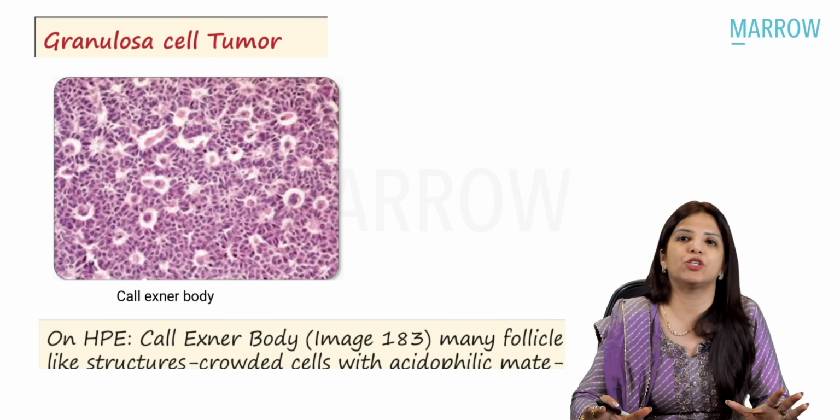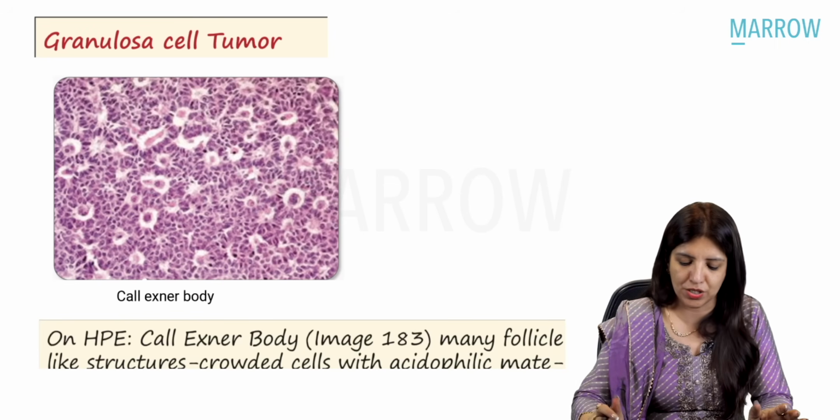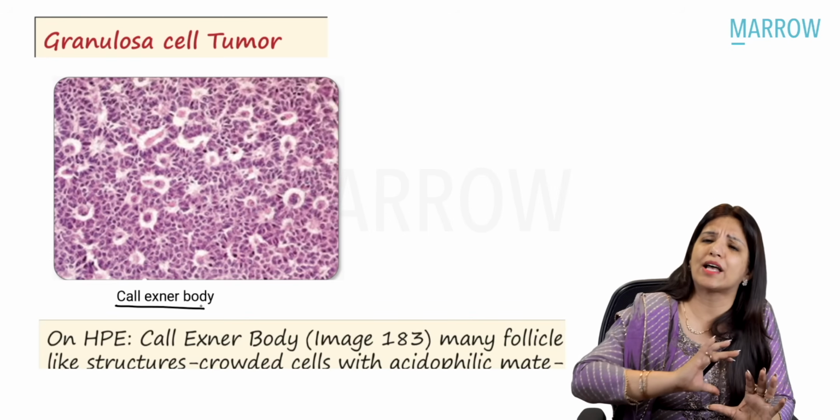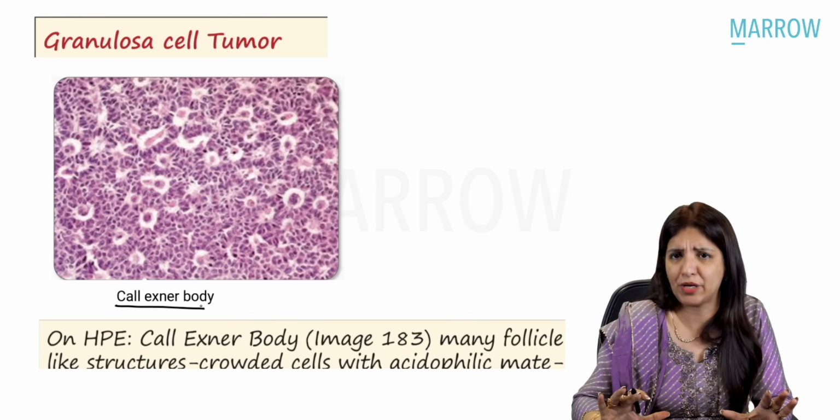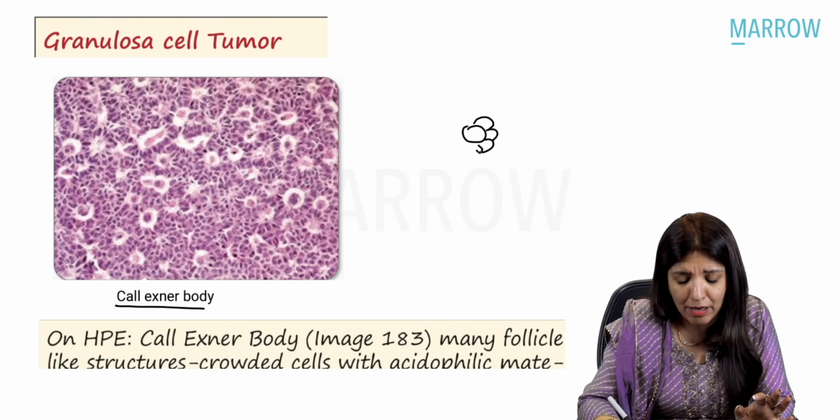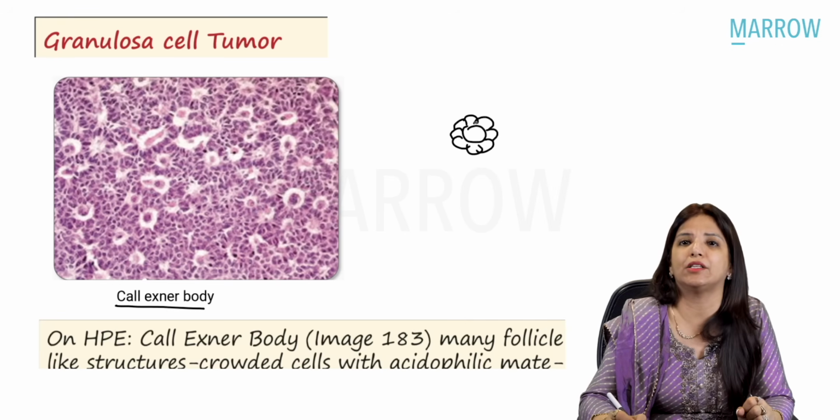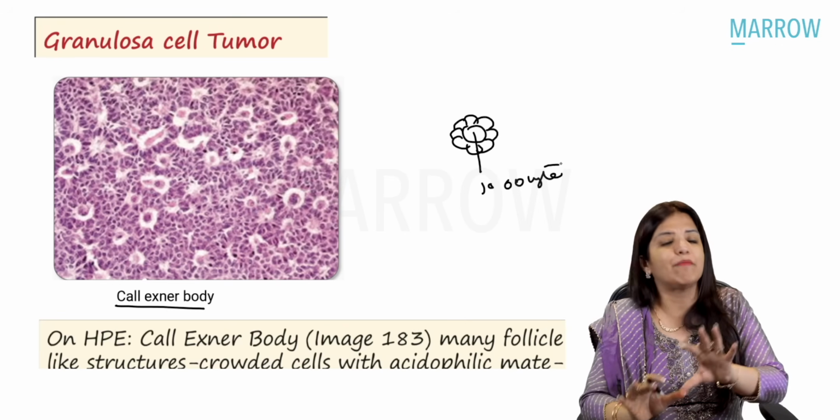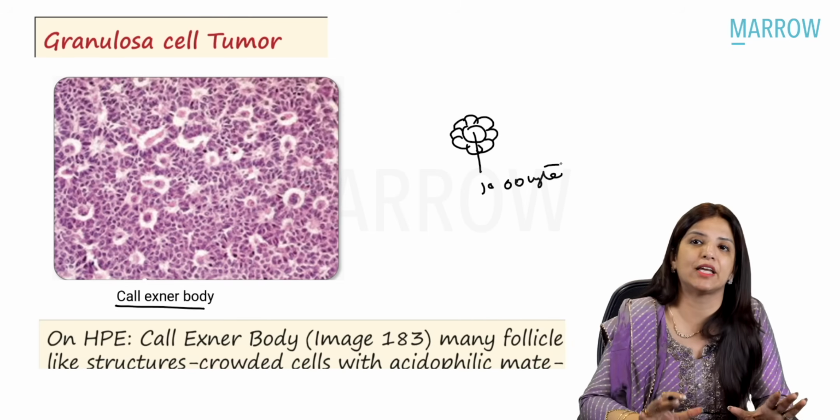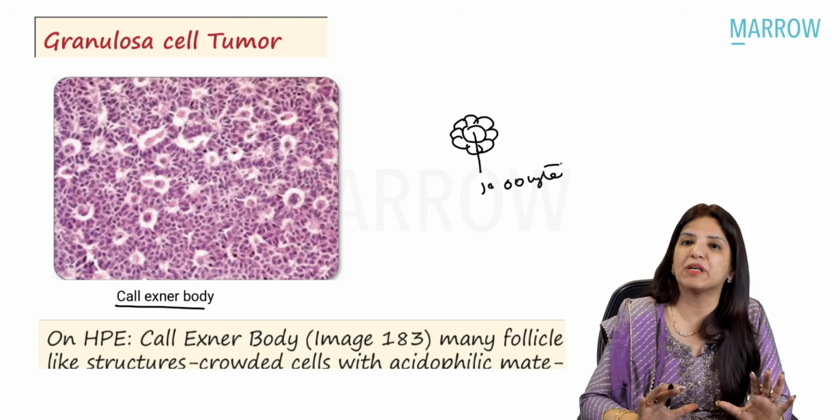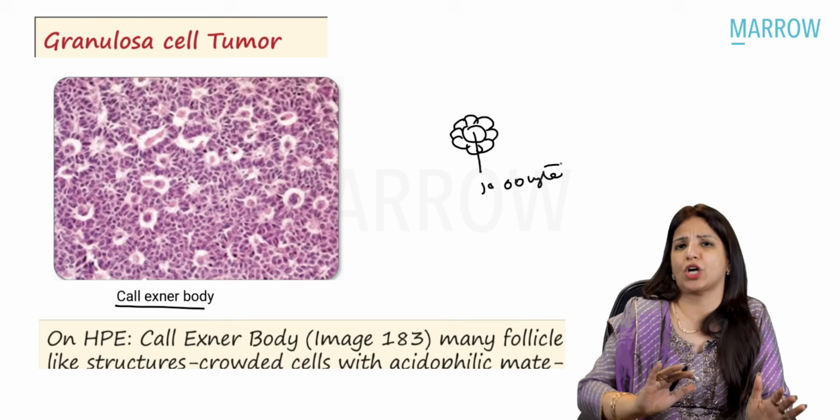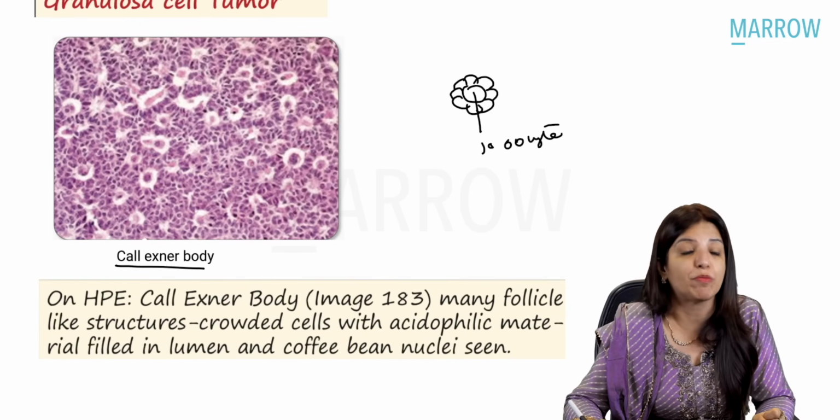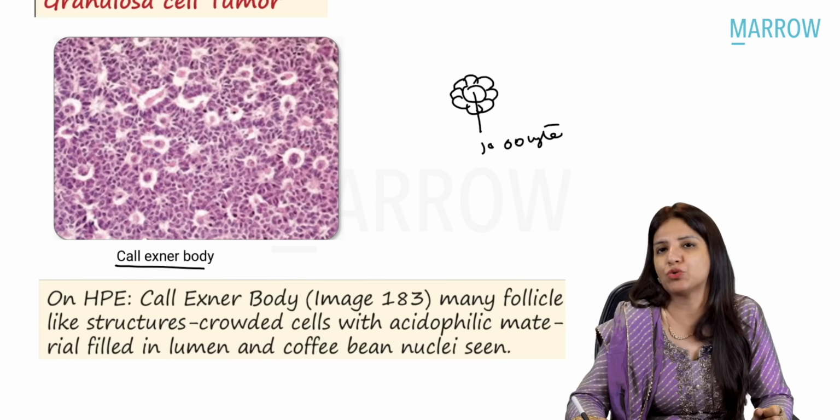Then you have granulosa cell tumor. When you look at the histopathological examination finding of granulosa cell tumor, you are going to get Call-Exner bodies. The appearance is as if there are a number of follicles present. What is a follicle? A follicle is a primary oocyte which is surrounded by the follicular cells, and that is how a follicle appears, and the same kind of appearance you are going to get in case of granulosa cell tumor. Right, so this is how a Call-Exner body looks. Please remember the tumor marker for granulosa cell tumor.